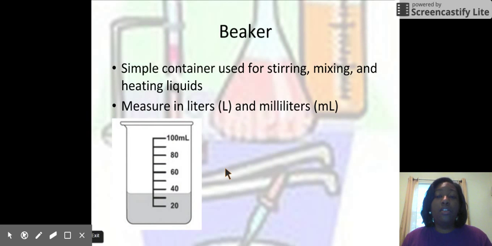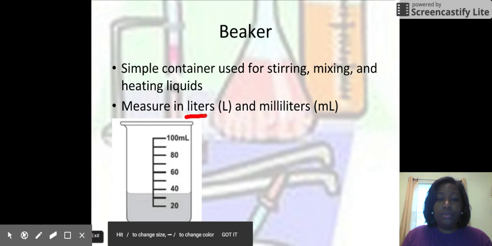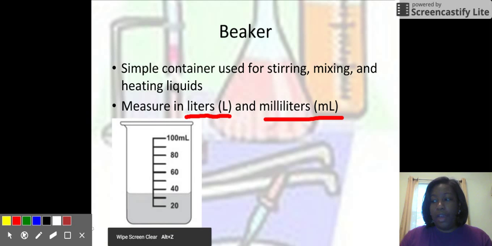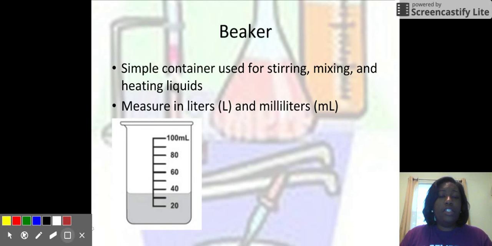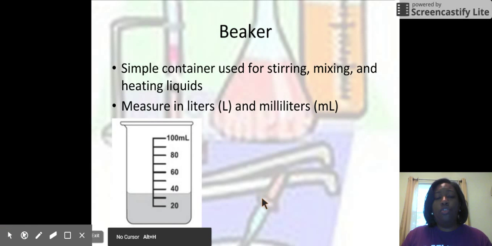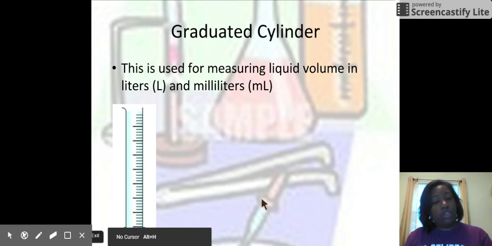All right, so the beaker. We've all seen a beaker before, and this basically is a container used for stirring, mixing, and heating other liquids. And it also measures in liters, capital L, and milliliters, lowercase m, capital L. This is used when you want to pour all of your liquid into, and you'll use that when you pour from a graduated cylinder.